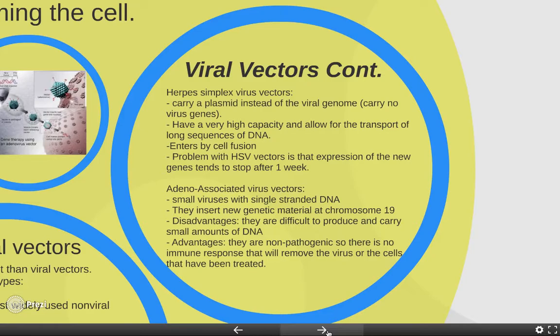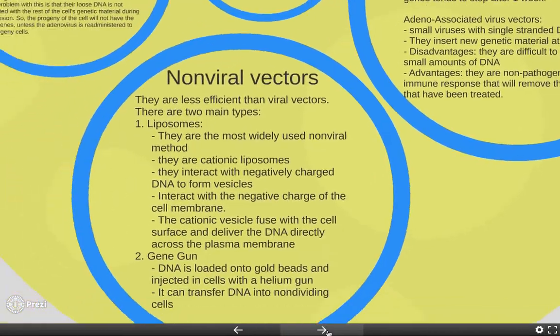And the last of the viral vectors are adeno-associated virus vectors, which are small viruses with single-stranded DNA. They insert the new genetic material at chromosome 19. The disadvantage of these is they are difficult to produce and carry small amounts of DNA. However, they are non-pathogenic, so there's no immune response that will remove the virus or cells that have been treated.